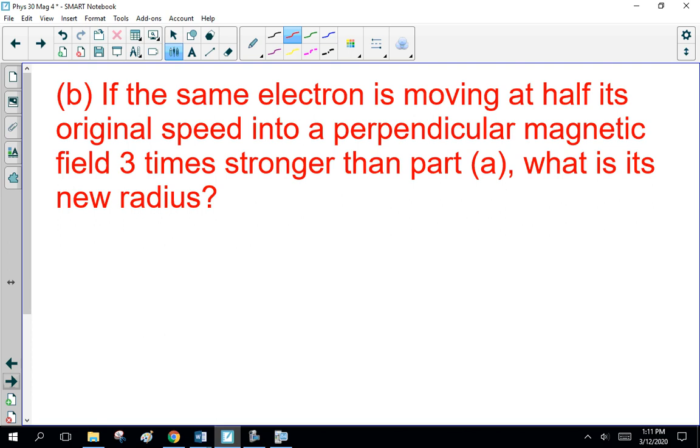All right, now, you guys still struggle with these, so we practice more. If the same electron is moving at half its original speed into a perpendicular magnetic field 3 times stronger than part A, what's its new radius? Now, what is this? A ratio and proportion question. Now, can you plug in the original numbers and solve? Yes. Can you do it as a ratio and proportion? Yes, you're supposed to be able to.